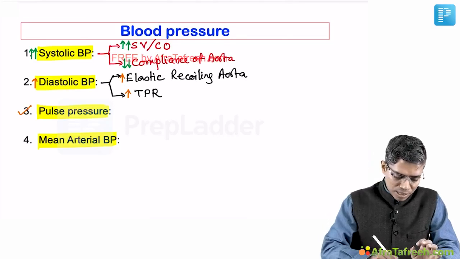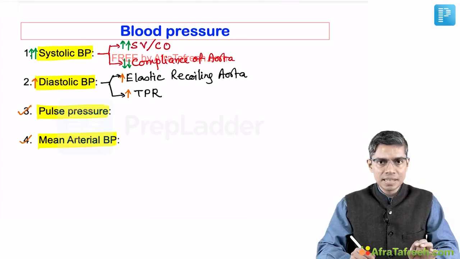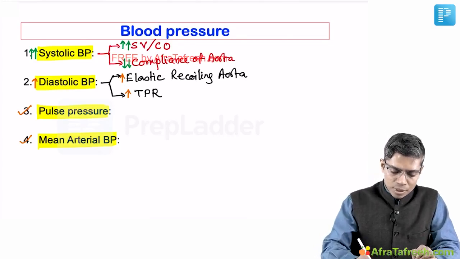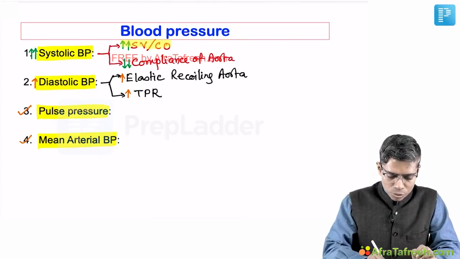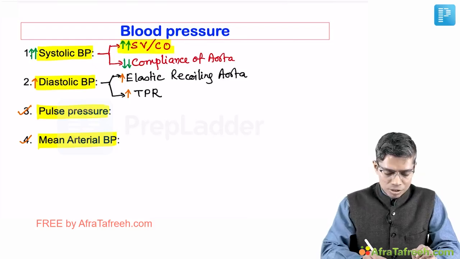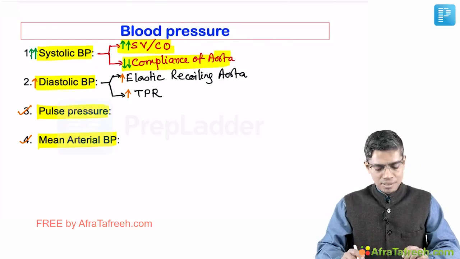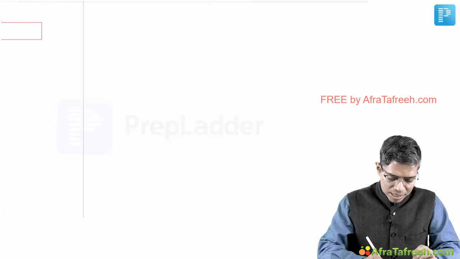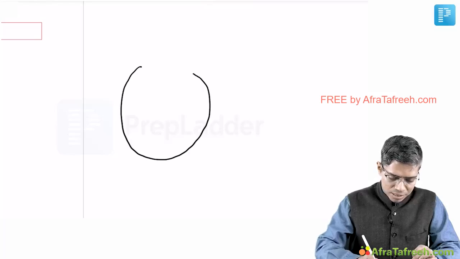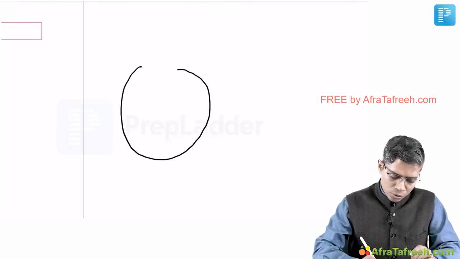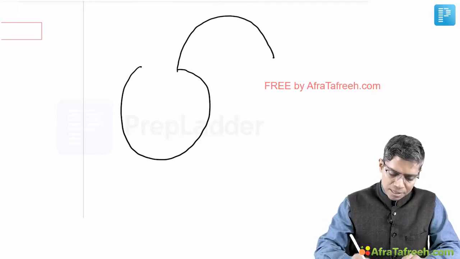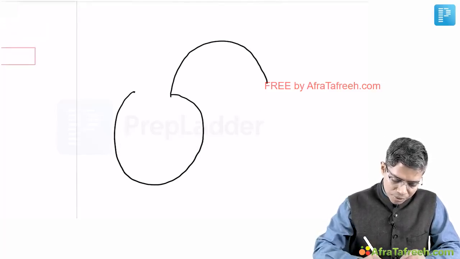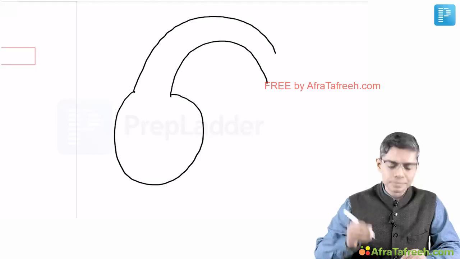Now we'll come to pulse pressure and mean arterial pressure a little later, but before that, let's try to understand all of these factors, that how the stroke volume and cardiac output are related to systolic blood pressure, how the compliance of the aorta is related to SBP, right? So to understand this topic, I am drawing a schematic diagram of the left ventricle. So this is the schematic diagram of the left ventricle. So from this left ventricle, this is the arch of aorta, right? So this is the arch of aorta which is originating.